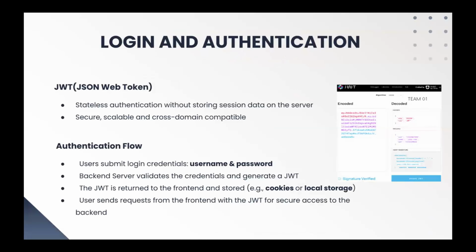The first part is login and authentication. We use JSON Web Token to handle user login and authentication, which is a stateless authentication method. Here's how the flow works. The user submits their username and password through the login form. The backend checks the credentials, then generates and returns a JWT to the frontend if the login is successful. For any later requests, the frontend will include this token in the header so the backend can verify the user's identity.